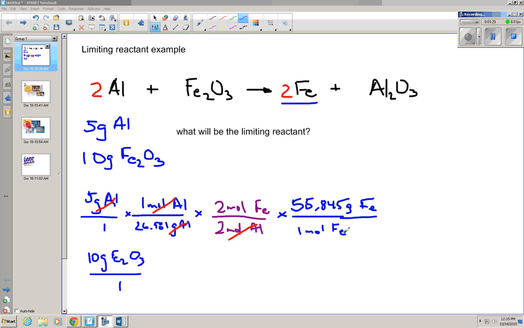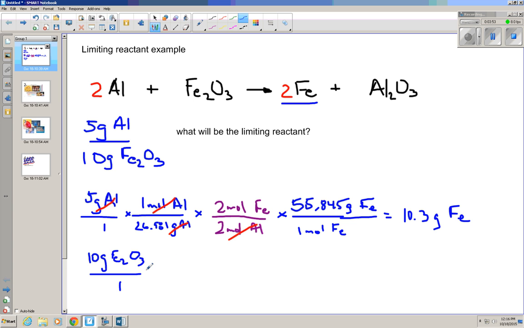Okay, so I have molar mass of iron. 1 mole of iron is 55.845 grams of iron. Now I'm going to solve 5 divided by 26.981. 2 over 2 is 1, and then multiplied by that. Okay, so using this process, if I started with 5 grams of aluminum, I could make 10.3 grams of iron.